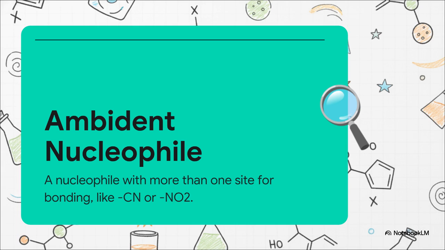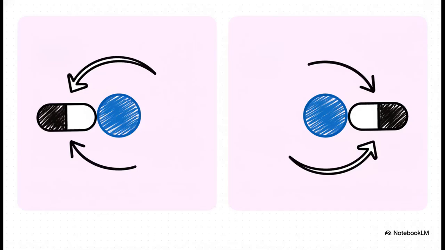The source text gives us two classic examples here. First, the cyanide group, negative CN, which can bond through either the carbon or the nitrogen. And second, the nitrite group, negative NO2, which can bond through the nitrogen or the oxygen. These are our two-faced attackers. Now, what's really interesting about this slide is how the metal paired with the ambident nucleophile completely flips the outcome.